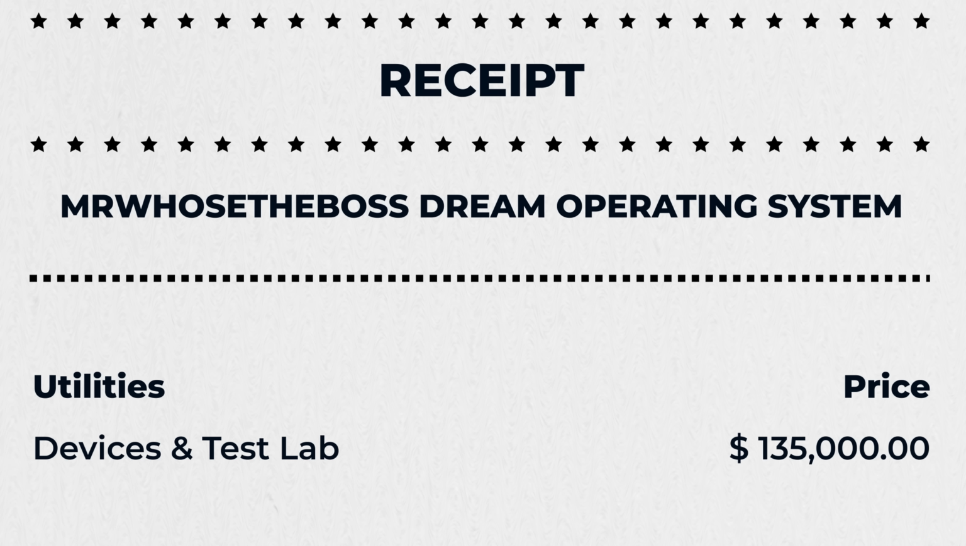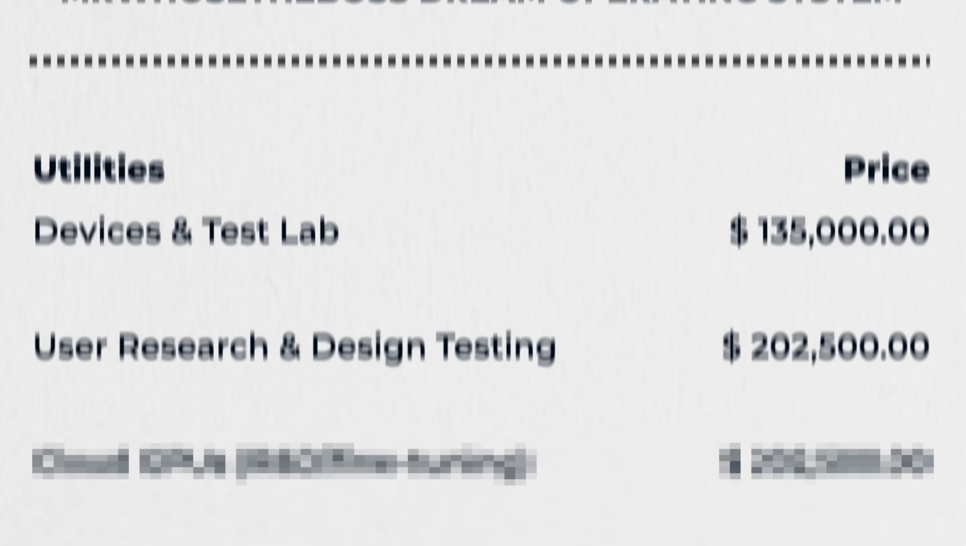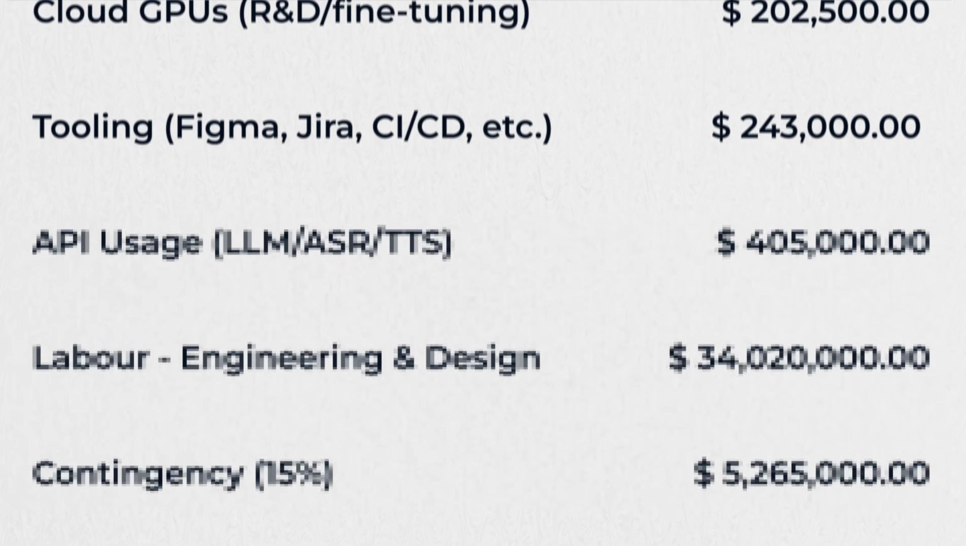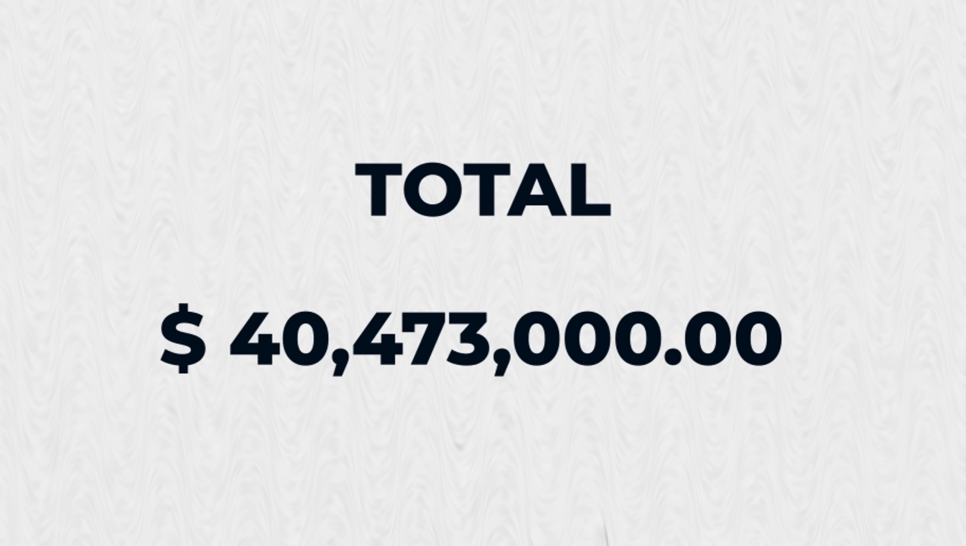With that said, at the start of the video, I said we were going to give you some figures, so how much is this all going to cost? Obviously, every company pays people based on different benchmarks, but we've done some napkin maths, so this is what you could roughly expect to pay. There's a lot that goes into this final cost. There's the price of devices and the cost of the testing lab, user research and design testing, cloud GPUs, and the tools that the team's going to need like Figma for designing, and all the engineering and design team salaries. But overall, you're looking at spending $40 million.